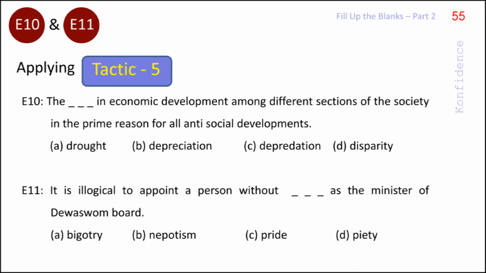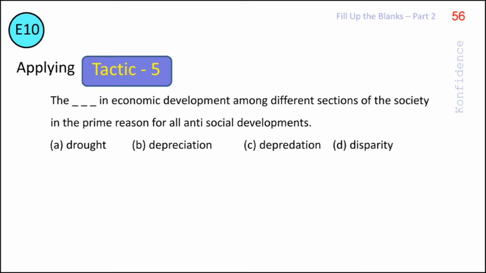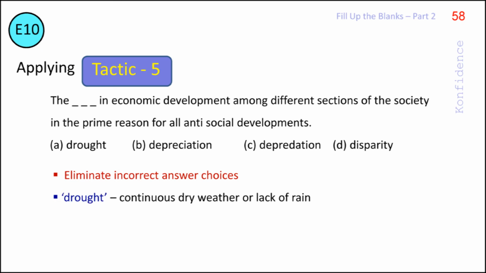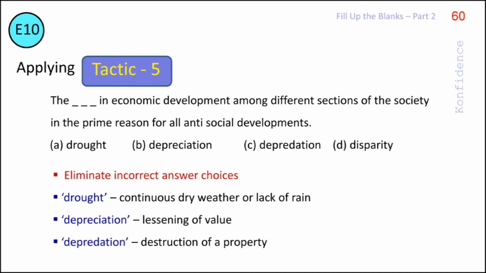Now, let us turn to the last two examples. The first sentence says the reason for all antisocial developments. So, the blank demands a word with a negative connotation. First, we must eliminate answer choices that are obviously incorrect. Option A, drought, means continuous dry weather or lack of rain, and evidently does not fill the blank. The meaning of depreciation is lessening of value and depredation means destruction of a property.